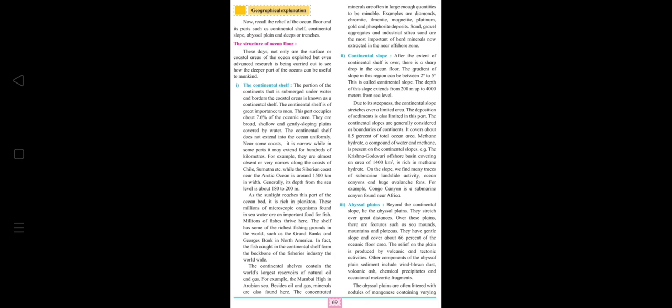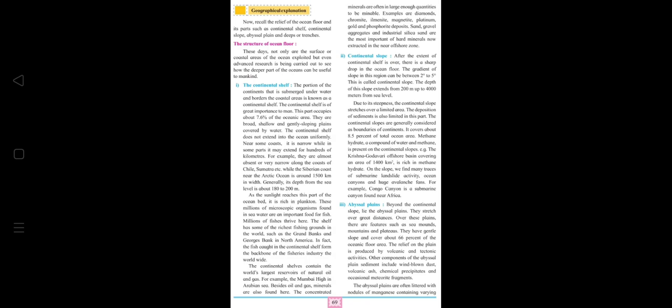As sunlight reaches the continental shelf of the ocean bed, it is rich in plankton. I will talk about plankton, zooplankton, and phytoplankton in detail in the next class. These millions of microscopic organisms found in seawater are an important food for fish. Millions of fishes thrive here. The shelf has some of the richest fishing grounds in the world, such as the Grand Banks and the George Banks in North America.